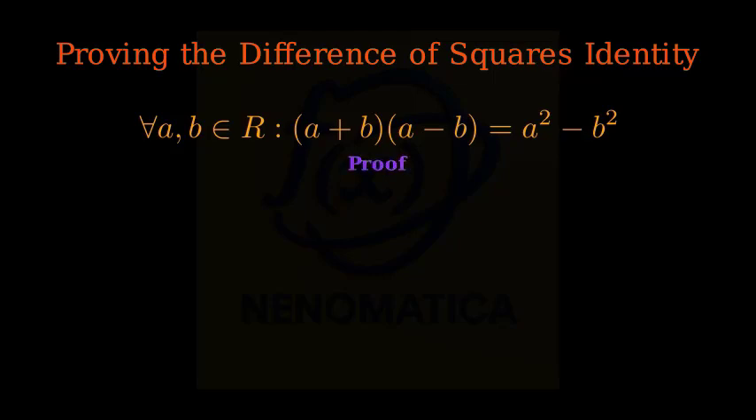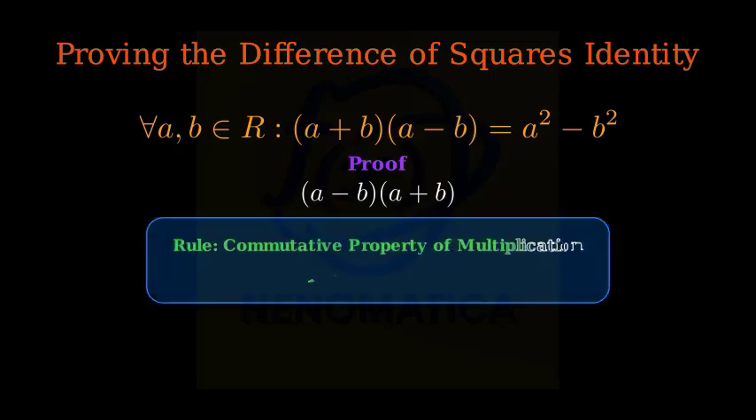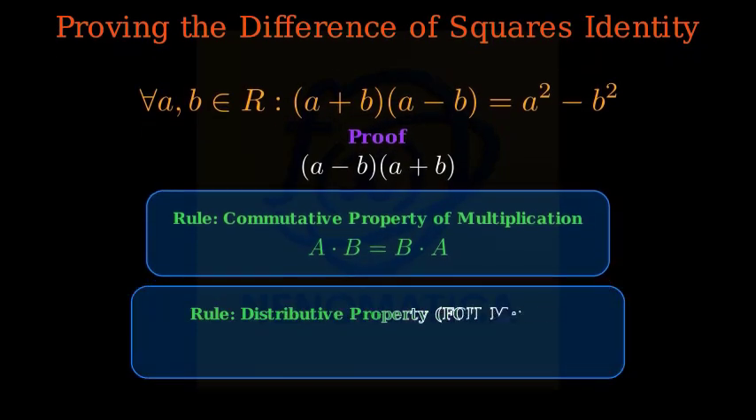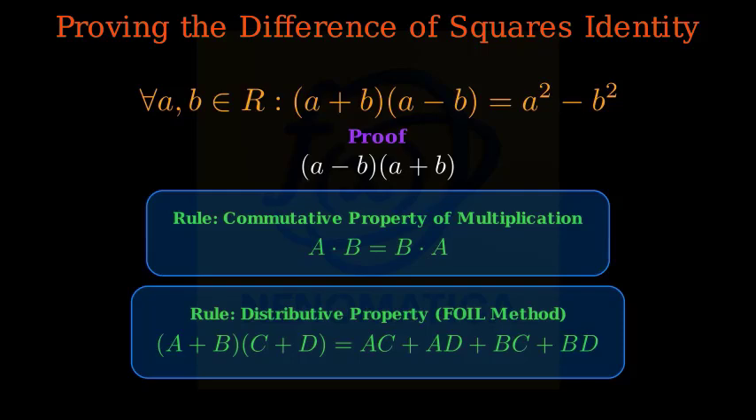Now, let's begin the proof. We'll use algebraic manipulation to show that this identity is true. Let's start with the left side of our equation: a minus b times a plus b. Notice that I've rearranged the factors compared to our original statement, but this doesn't change the result since multiplication is commutative. We'll use the distributive property to multiply these binomials.